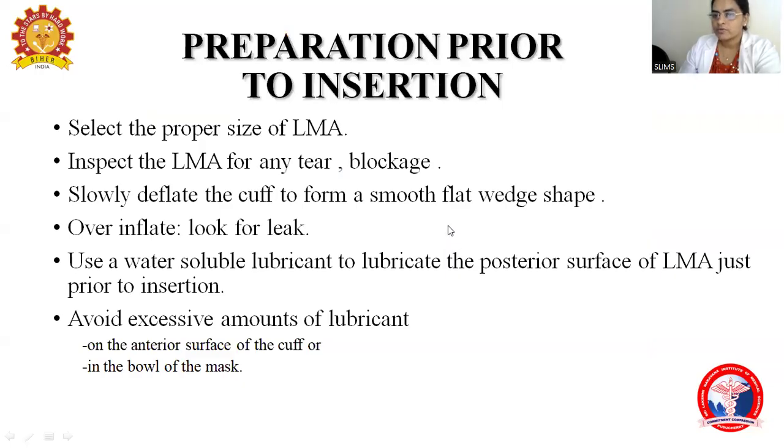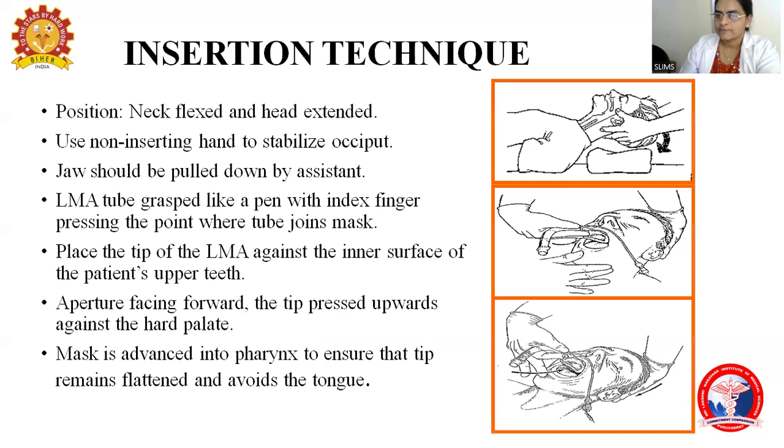So, preparation prior to insertion. Select the proper size of LMA. Inspect the LMA for any tear or blockage. Slowly deflate the cuff to form a smooth, flat, wedge-shaped opening. Overinflate and look for any leak. Use a water-soluble lubricant to lubricate the posterior surface of the LMA just prior to insertion.